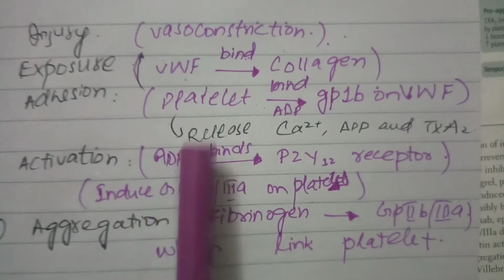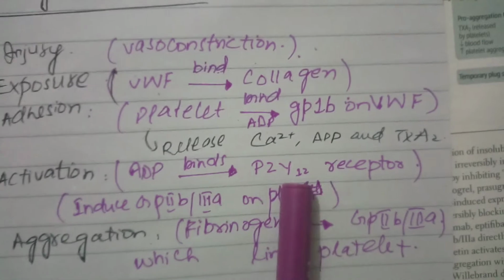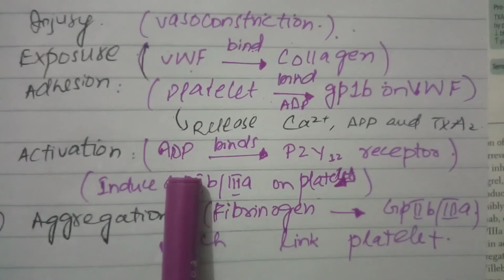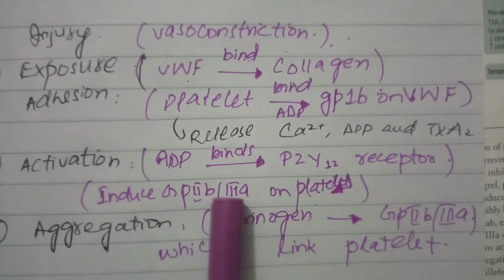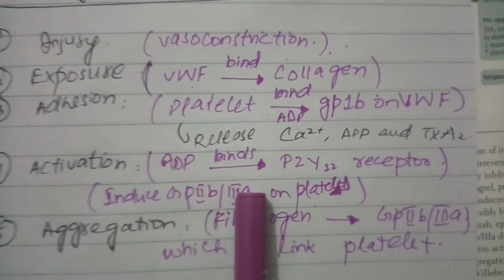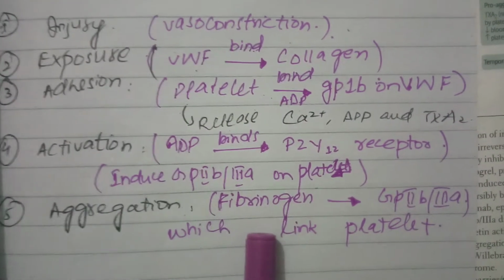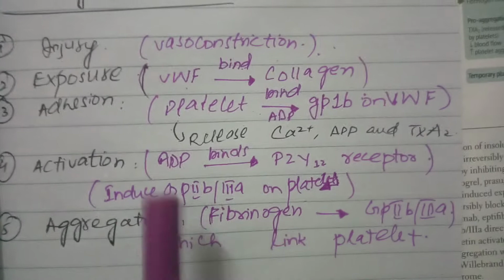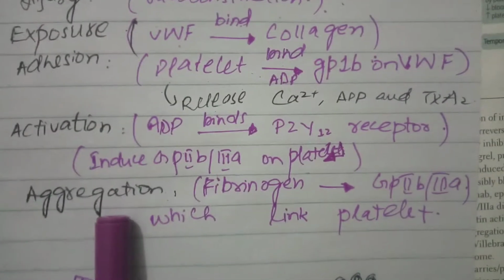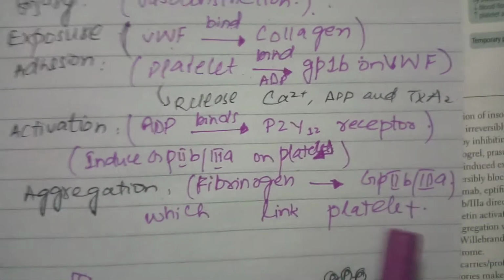The ATP that is released from the platelet will bind to the P2Y12 receptor on the platelet. And what will ATP do? ATP will induce the GP2B3A receptor on the platelets. These receptors will be the helper, or you can say the fibrinogen will be binding with this receptor. Now the 5th process is aggregation. Fibrinogen binds with the GP2B3A receptor, which links the platelets.